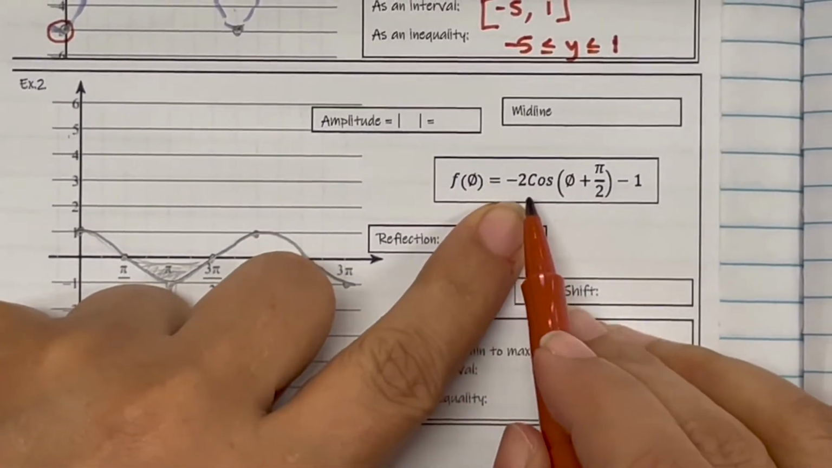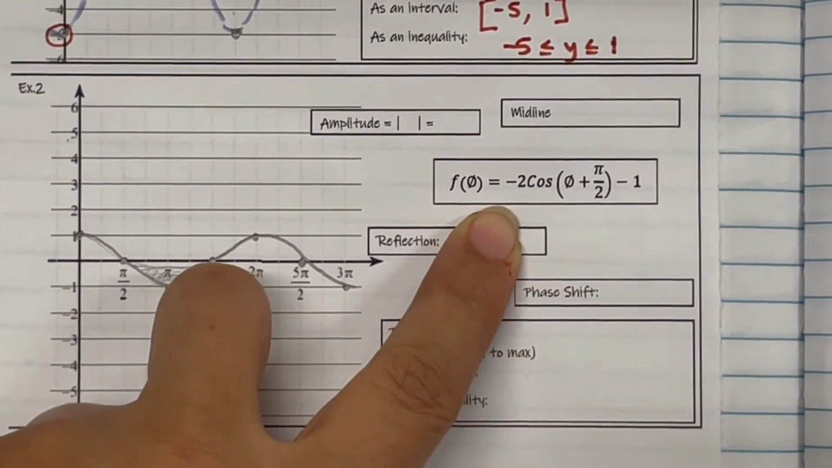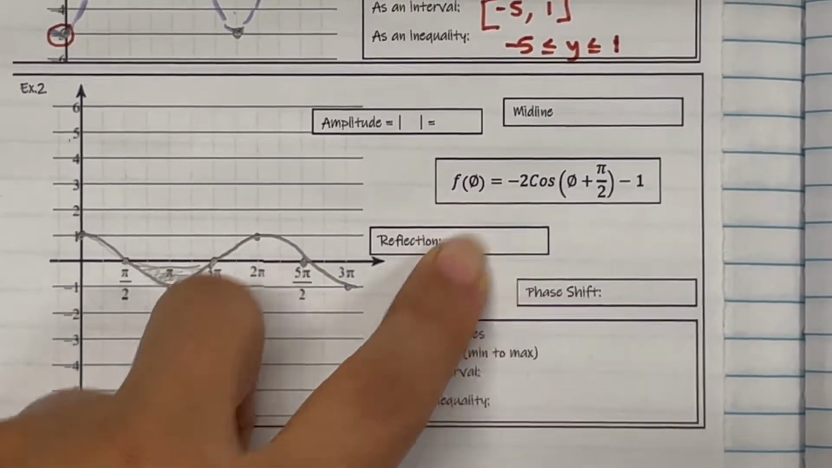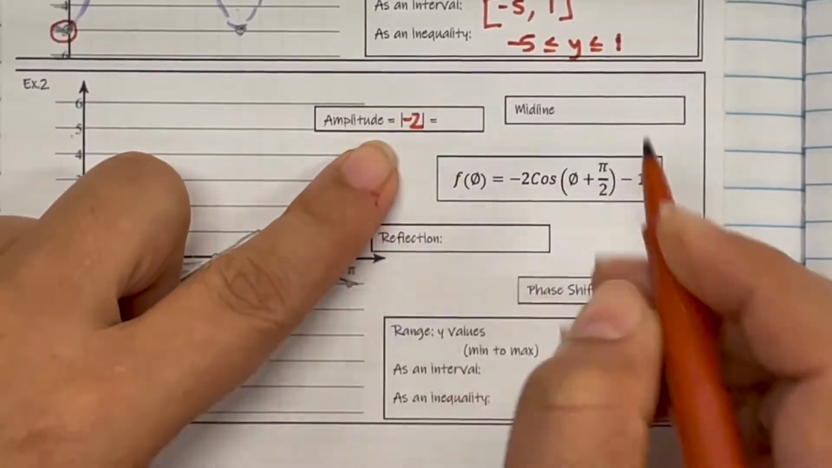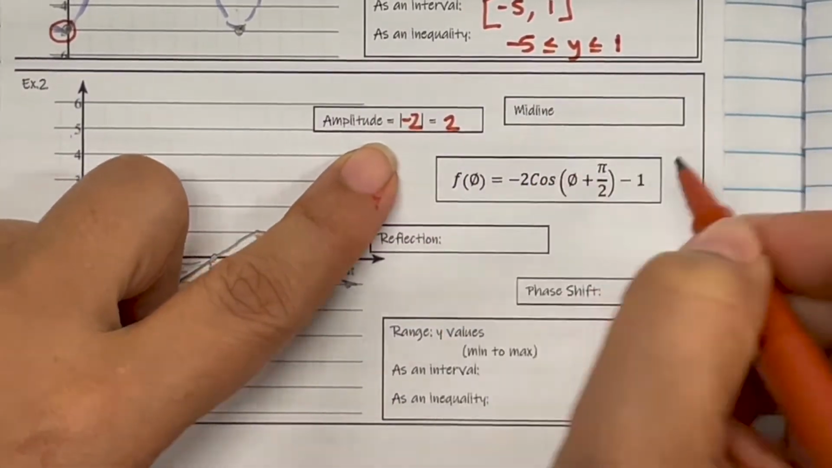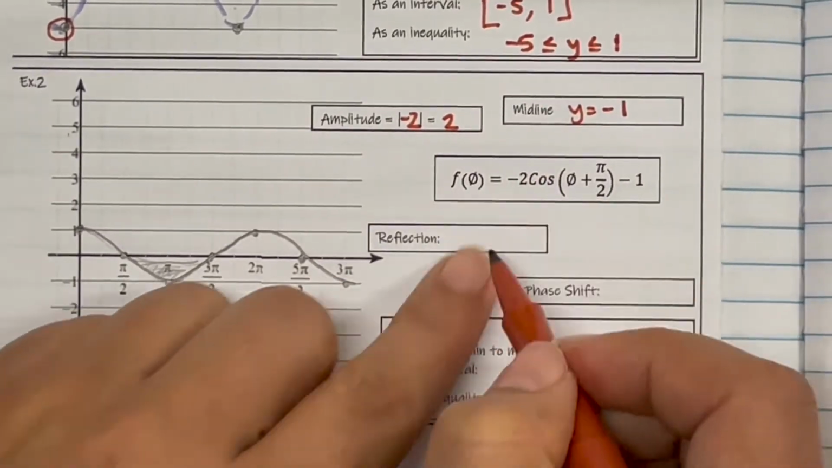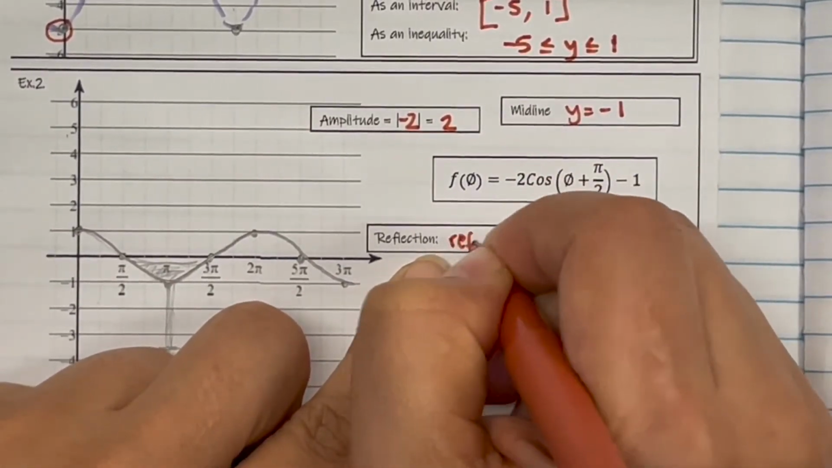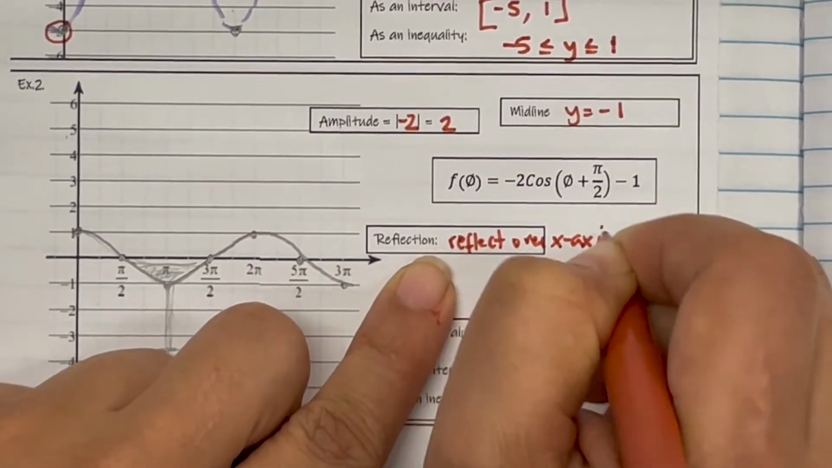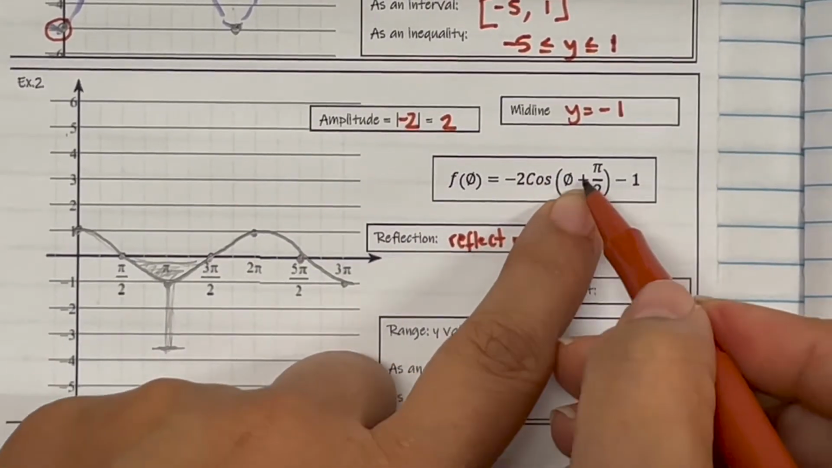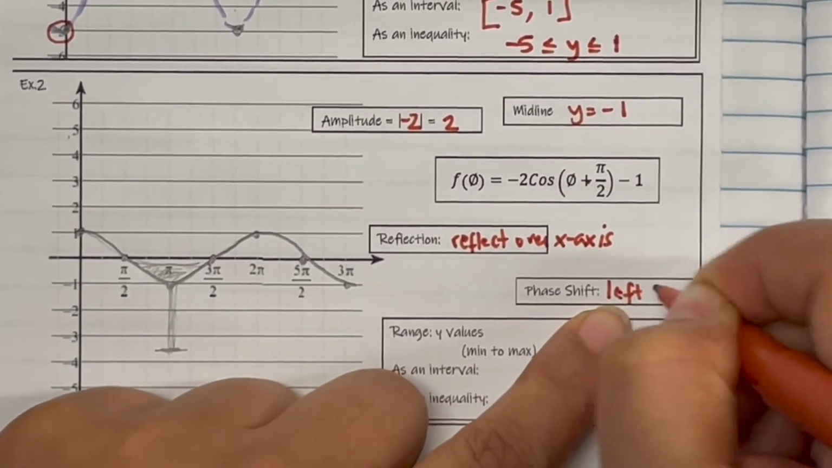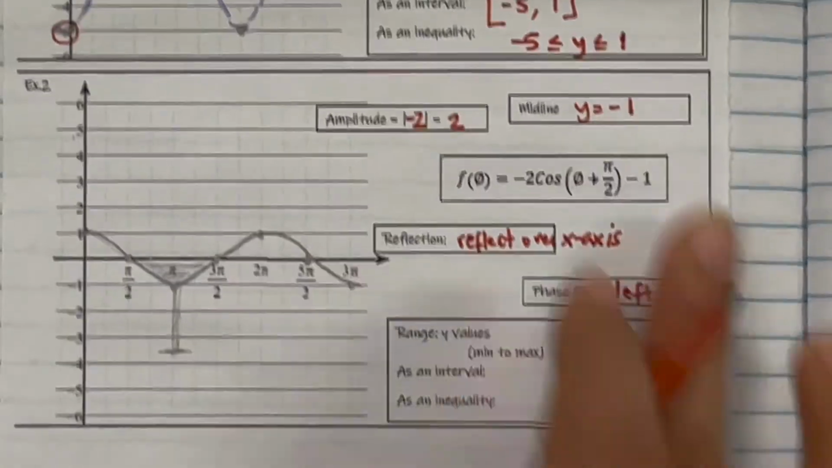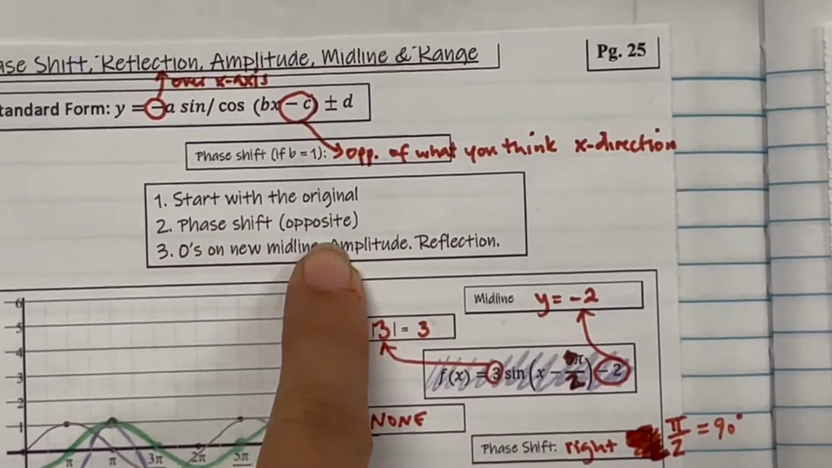All right, so let's take a look at our question. So we have the amplitude of 2, absolute value of -2, I'm sorry, which is +2. This is a listening check, color in that 2. All right, then we have the midline at y equals -1. We do have a reflection because you can see the negative, and it's over the x-axis. And then the phase shift, that plus, instead of going right, you're going to go left because it's the opposite of what you think.